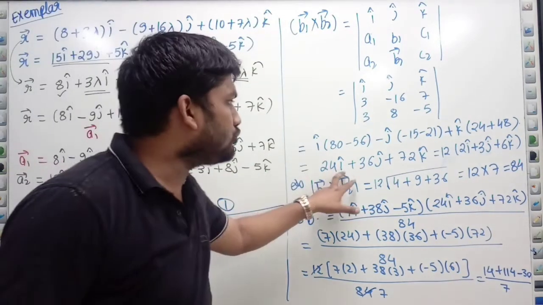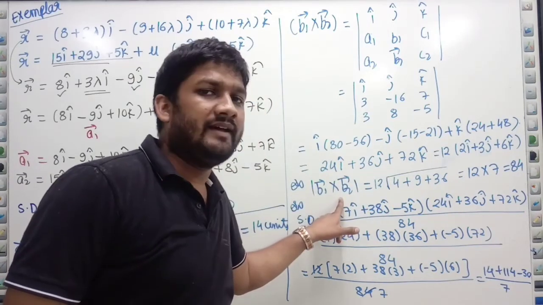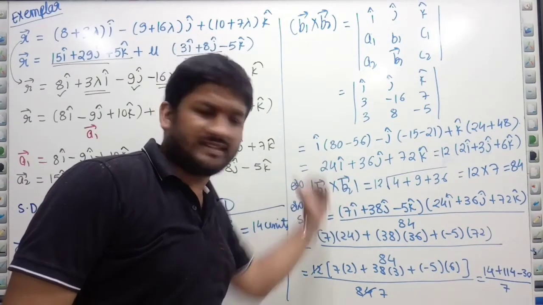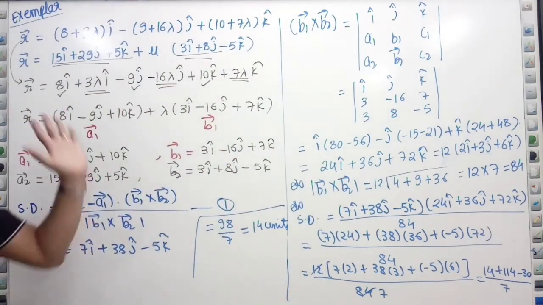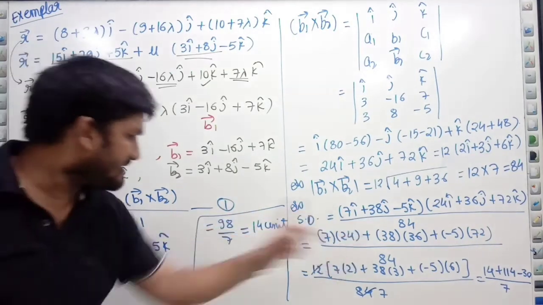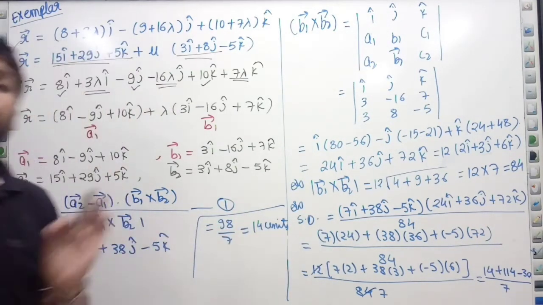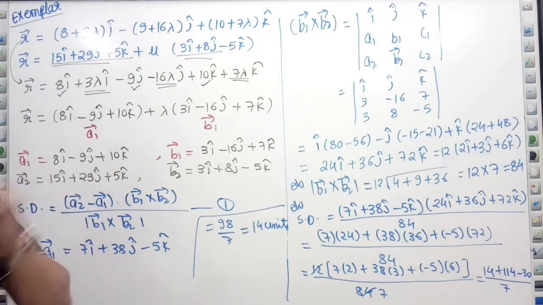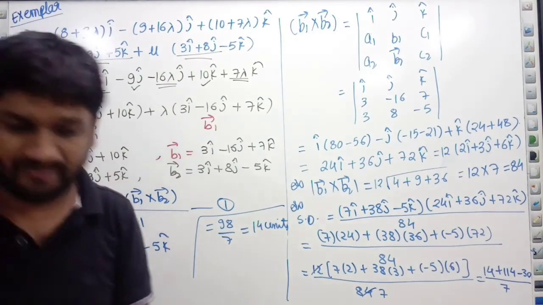And b1 cross b2 जो भी है उसका मैंने मॉड लिया है, राइट? आप वीडियो पॉज करके देख सकते हैं, वीडियो पॉज कर ले, आराम से देख लेते हैं. And we got the answer, that is 98/7, that is equal to 14 units. Now the next question we will take of Cartesian.